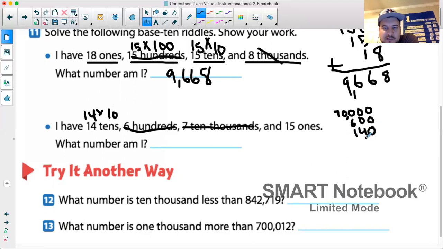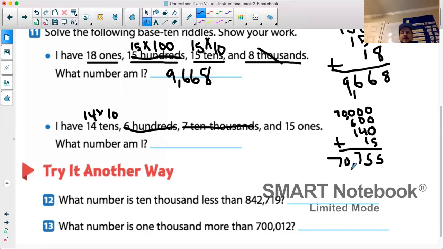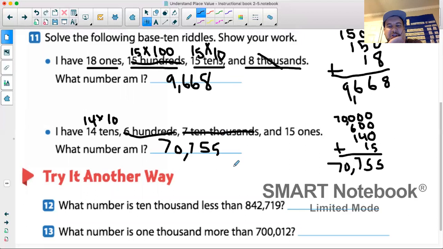And I have 15 ones. I like to pretend like I write neater than this, but I really don't. I have not been blessed with the best handwriting. 6 and 1 make 7, and then I have my 70,000. All right, so 70,755. It really does help when you write them all out. But I'm a kid and I'd like to finish.